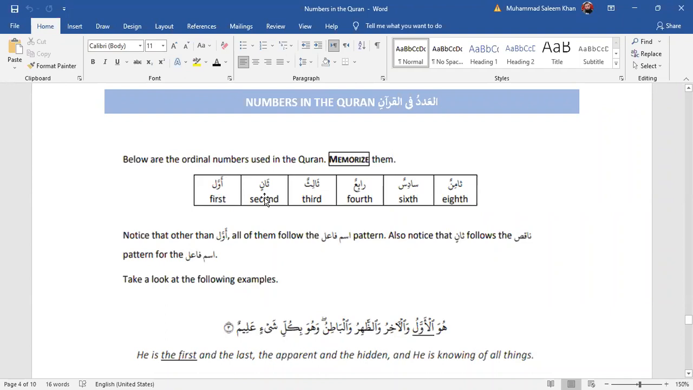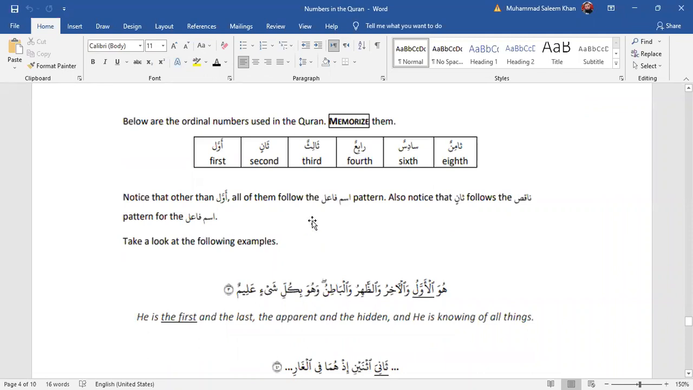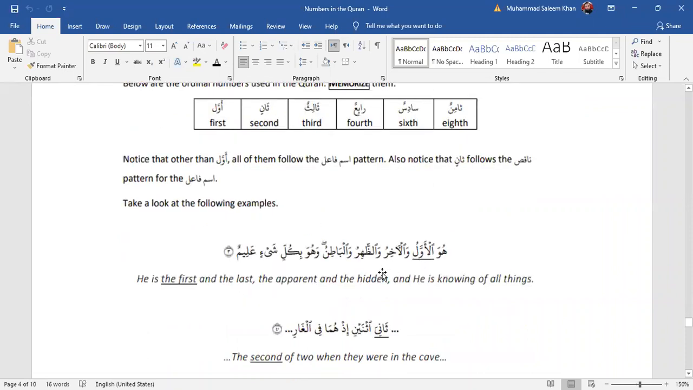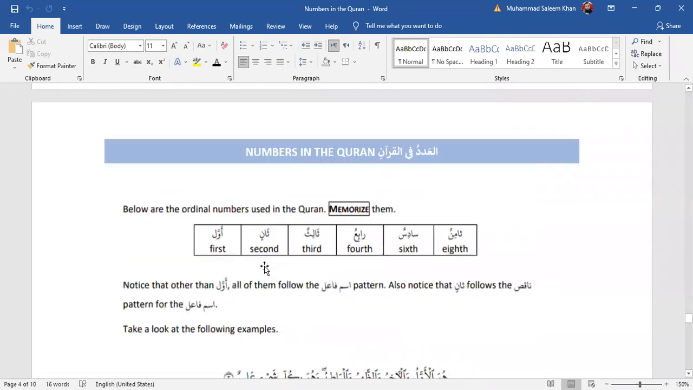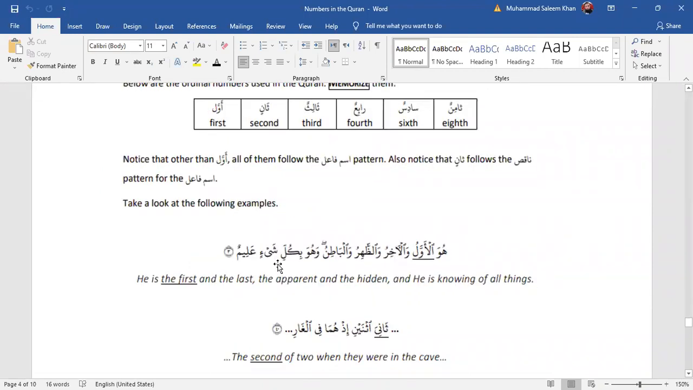Thanin is manqus, and we haven't learned about it. As we can see here, it's naqis. And then from thalithun up to sadisun, tasi'un, and ashirun, it's going to be on the pattern of fa'ilun. It's on the pattern of ismu fa'il. So, huwa al-awwalu wal-akhiru wal-zahiru wal-batinu wa huwa bi kulli shay'in alim. So these ordinal numbers are clear. There is nothing to worry about.